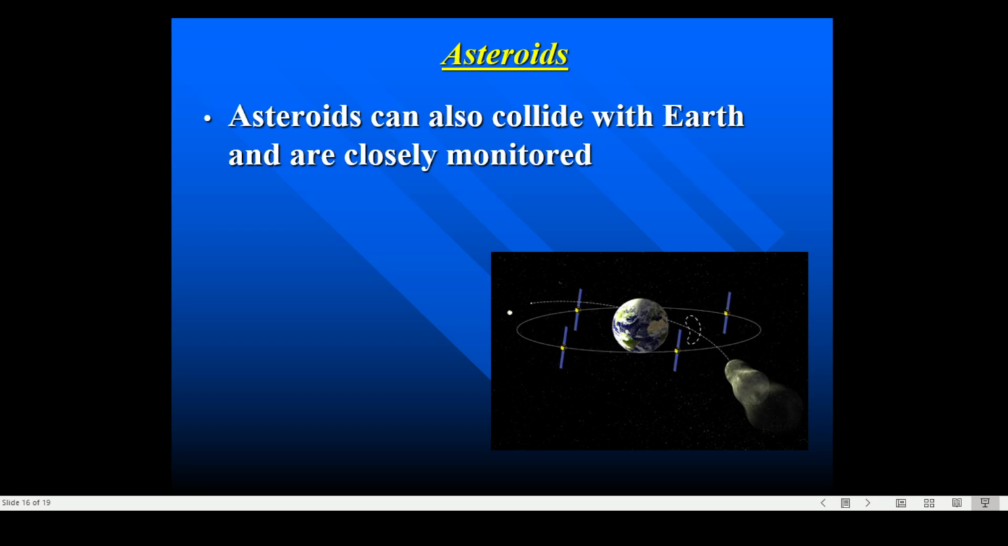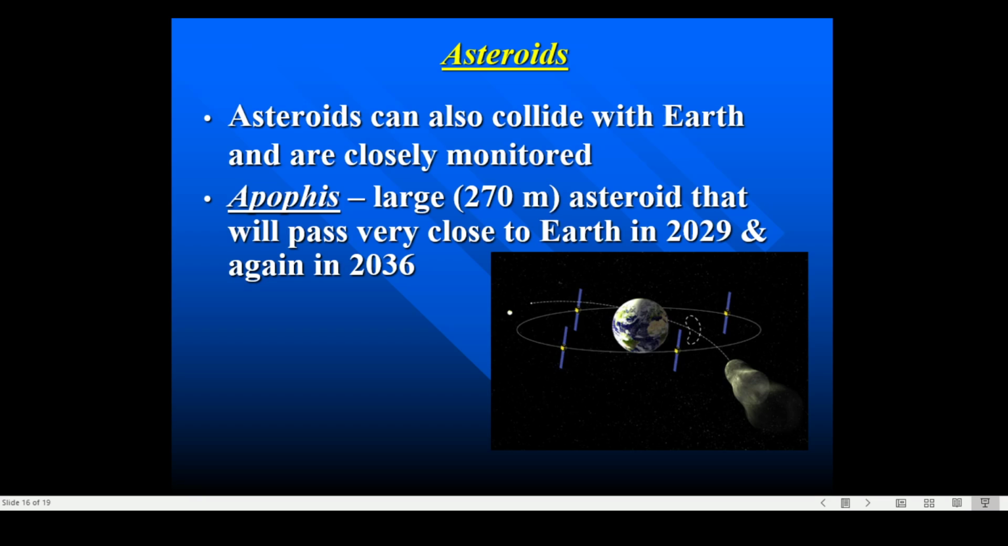But again, we've identified one of them, Apophis, which is 270 meters wide, and it's going to pass very close to Earth in 2029 and again in 2036, because remember, these are following an orbital path like everything else in the solar system that goes around the sun.